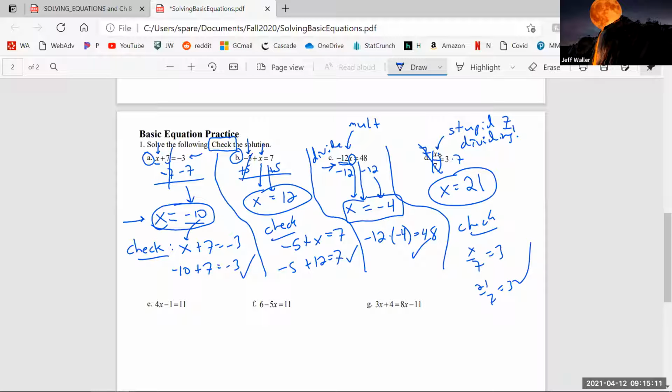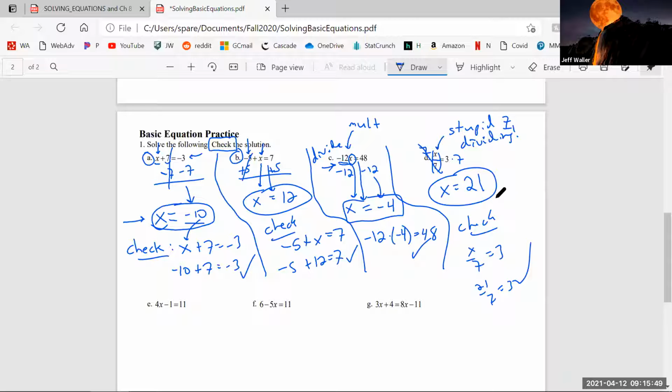What happens if your check doesn't work? What do you do? No solution? No. So there are specific equations that could possibly have no solution, and these are not them. If your check does not work, that means you made a mistake up here. I will point it out if we get to an equation that could have no solution.